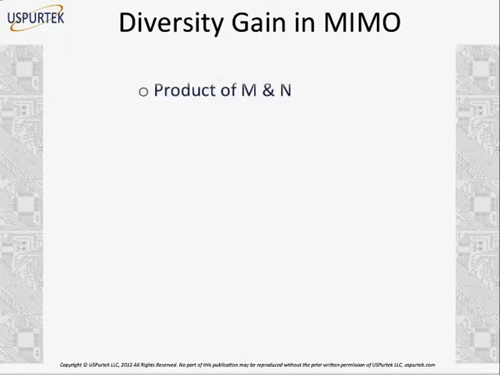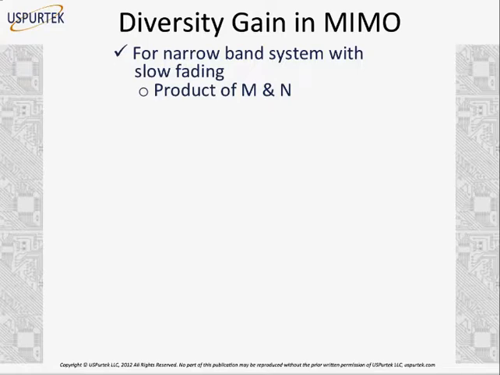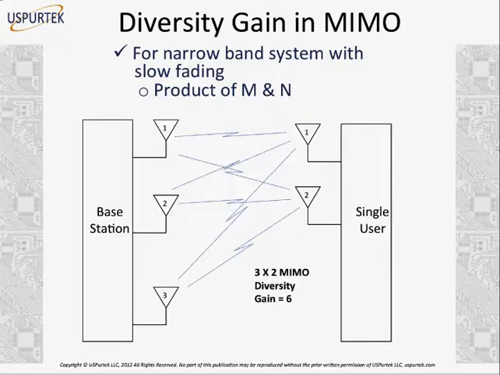Next we need to understand the diversity gain in MIMO. What is it? As per the definition, for any narrowband system with slow fading, it's an estimate of how we improve the signal to noise ratio. Mathematically it can be calculated as the product of M and N. If you have 3 antennas on the transmit side, on the base station, and 2 antennas on the receive side, on the user side, 3 cross 2 is 6. So 6 indicates the diversity gain. What that means is that a diversity gain of 6 means the signal to noise ratio is improved by a factor of 6.